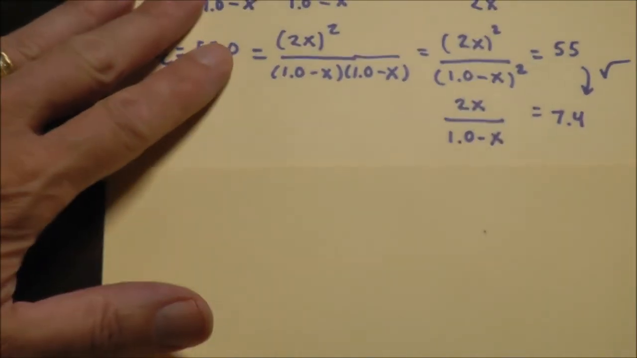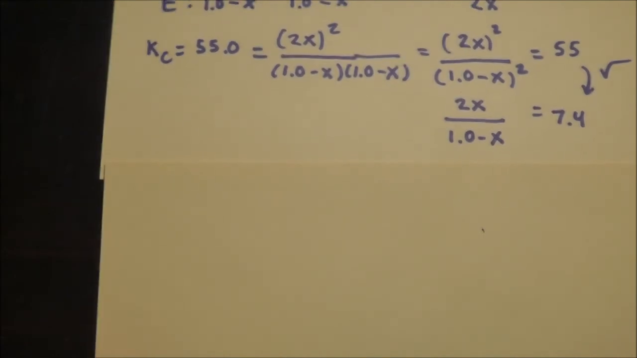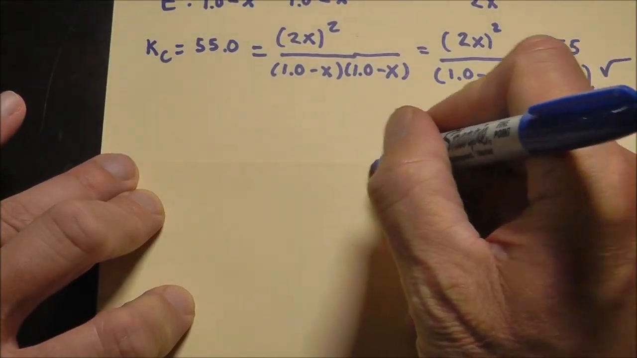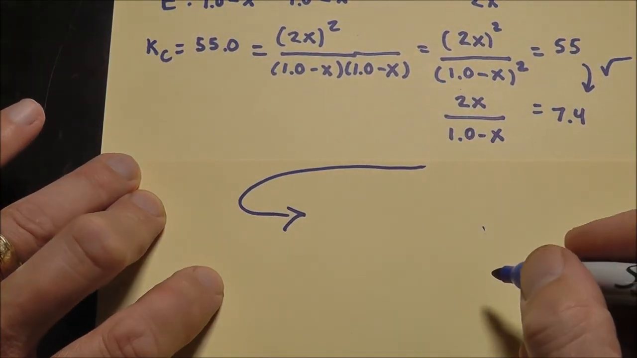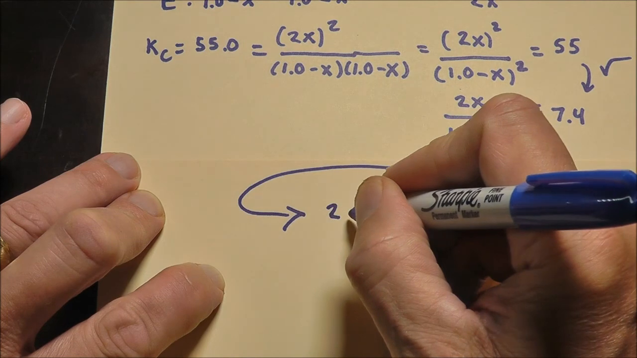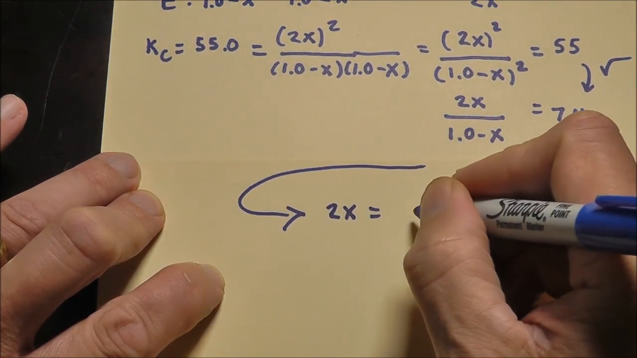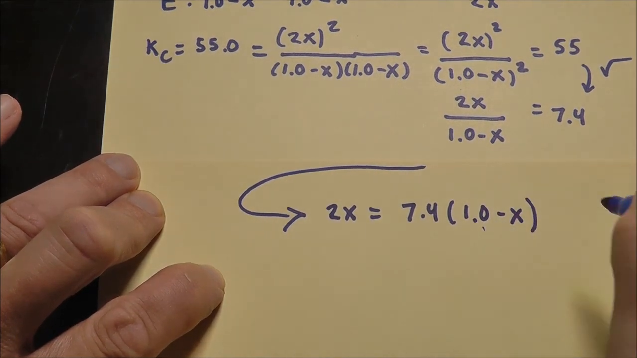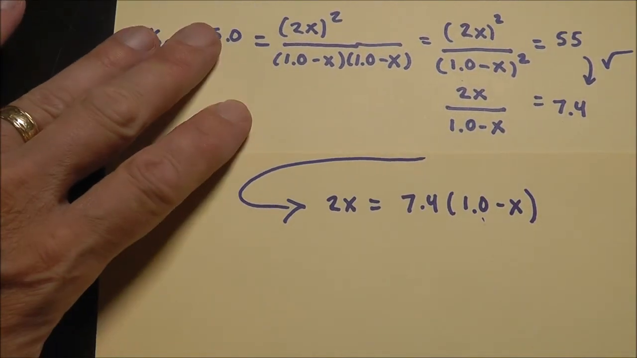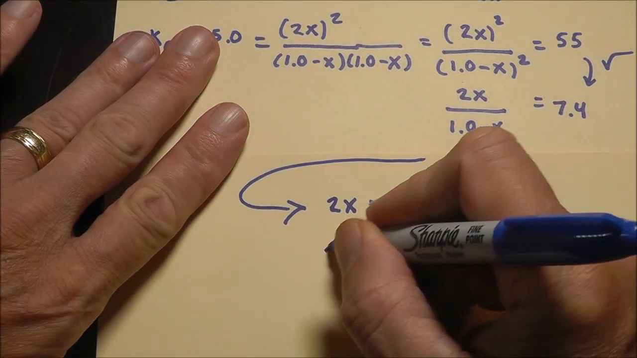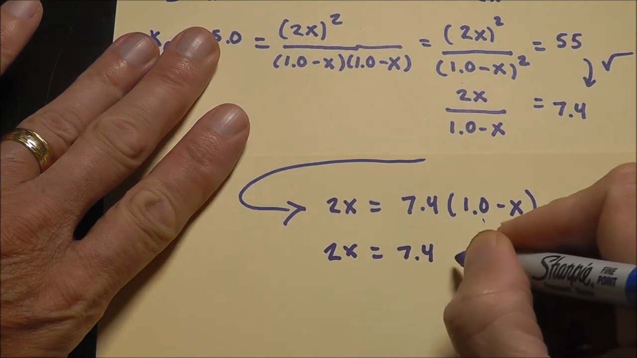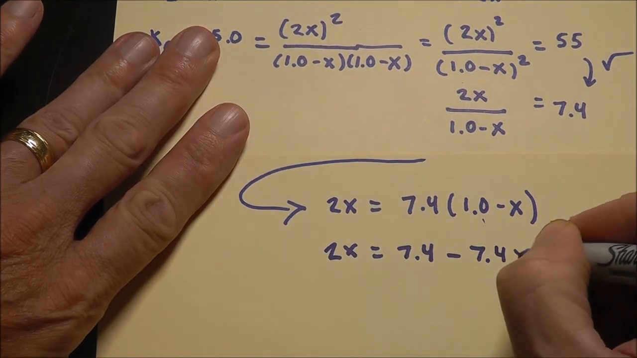Focus, focus. Okay, so now we are going to multiply both sides by 1.0 minus x. 2x equals 7.4 times 1.0 minus x. Fair enough. Distribute the 7.4 through, so 7.4 minus 7.4x.